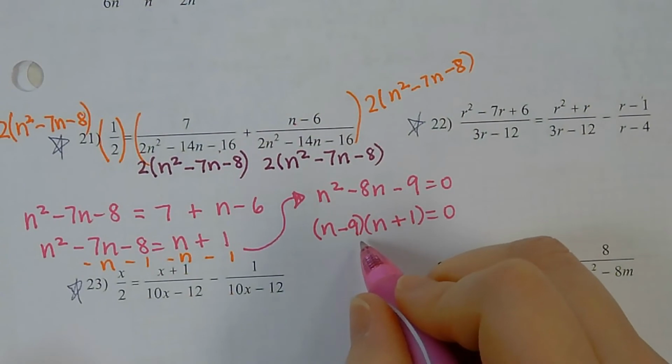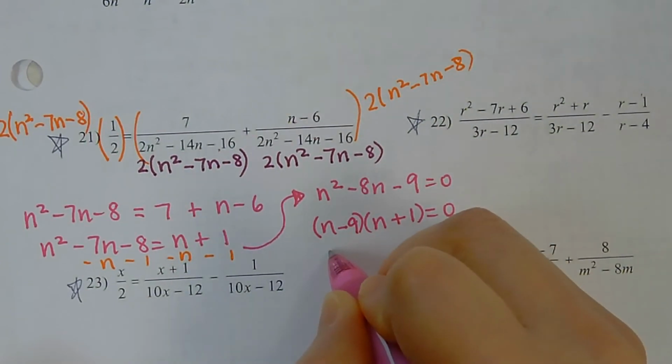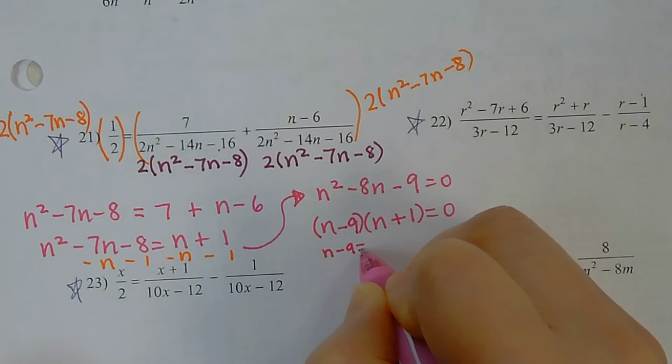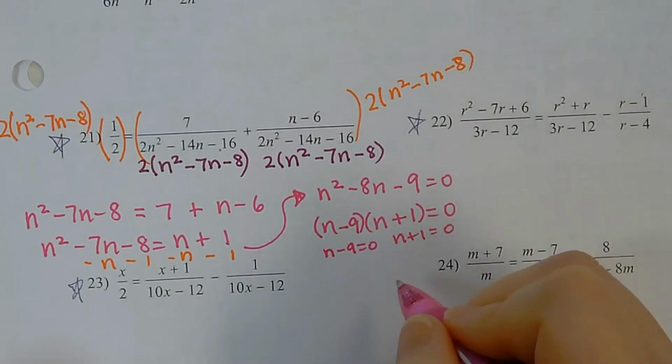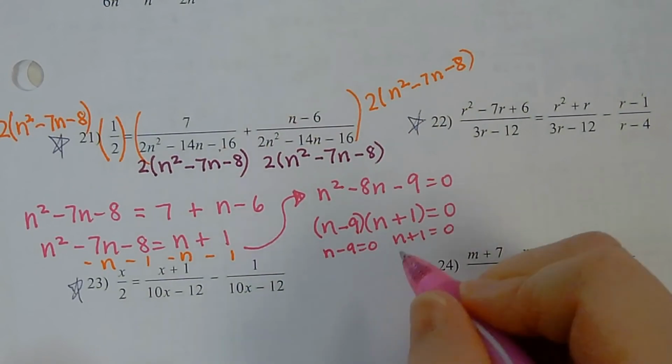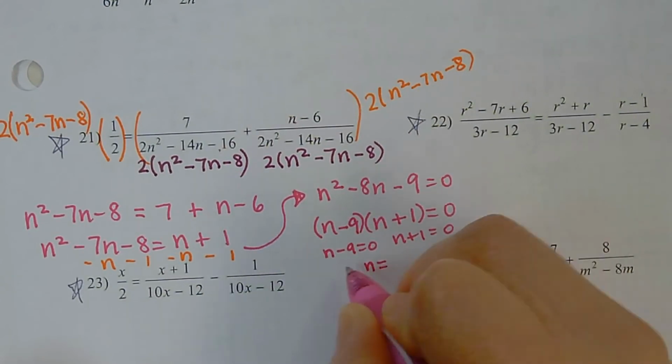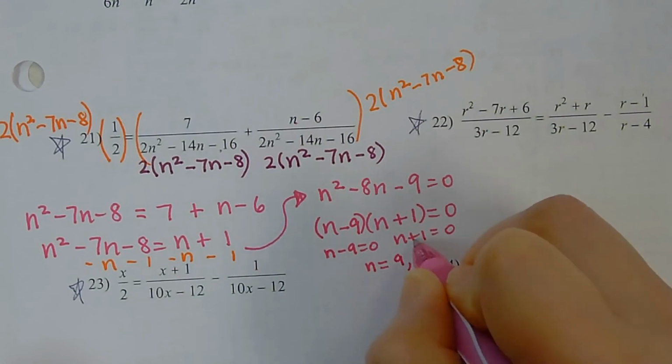Again, zero product property. So I know that n minus 9 is equal to 0 and n plus 1 is equal to 0. Honestly, if you want to use the quadratic formula, you can, but it's going to take forever and a day. This is just much easier and faster. So n is equal to 9 and negative 1.